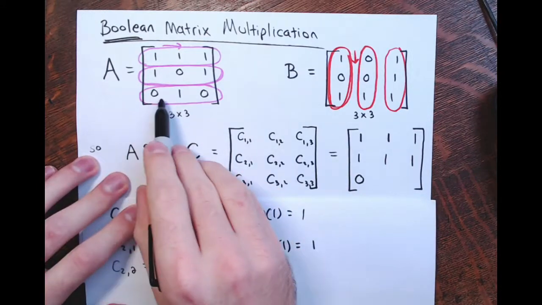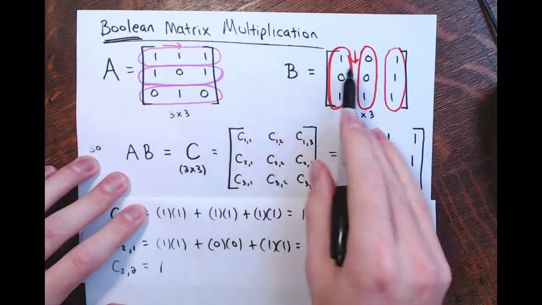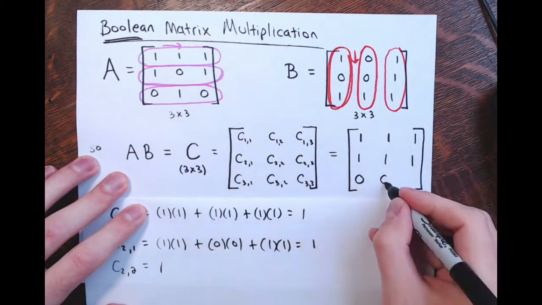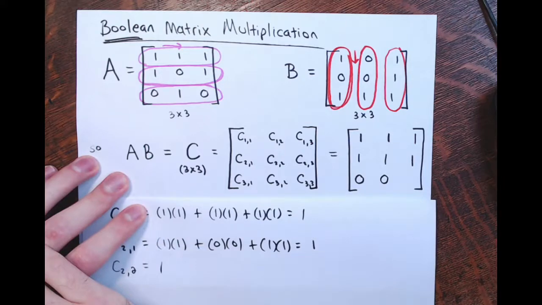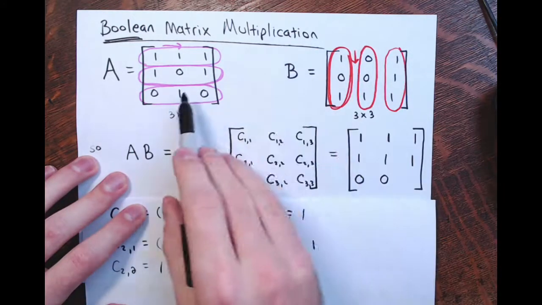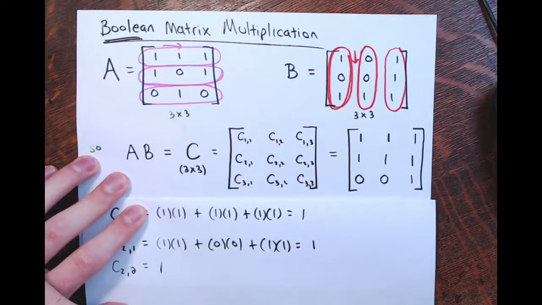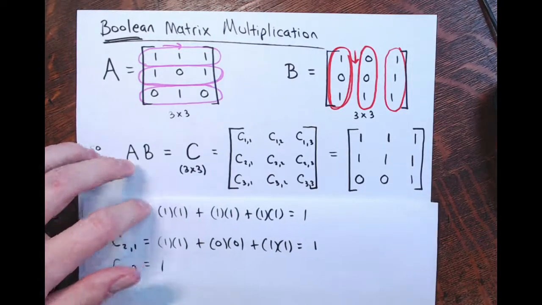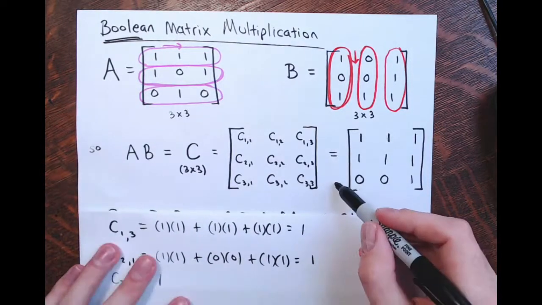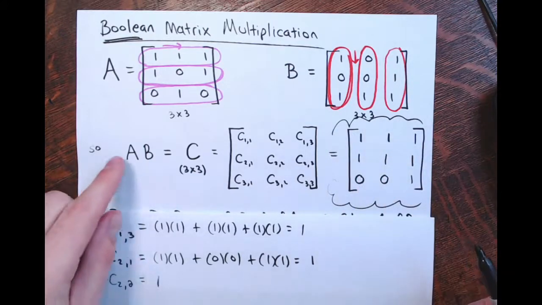Then third row with the second column dot product, 0 plus 0 plus 0 again. And finally, the third row with the third column, 0 plus, there's a 1. All right, if you ever have a 1 times 1 in these dot products, it's going to add up to 1. Boolean. So here's the product of A and B when you do A times B.